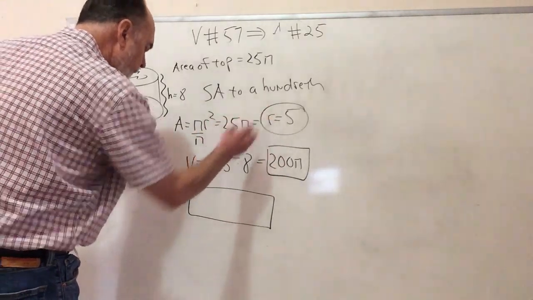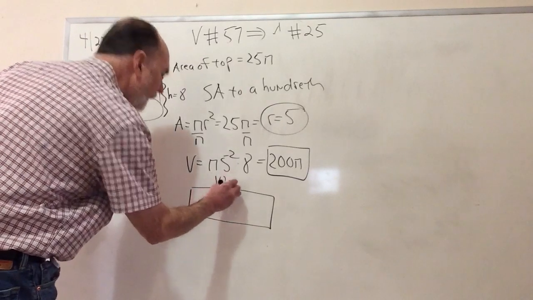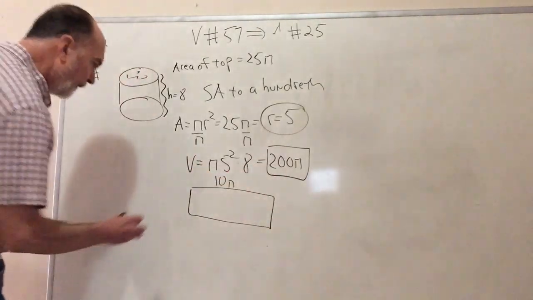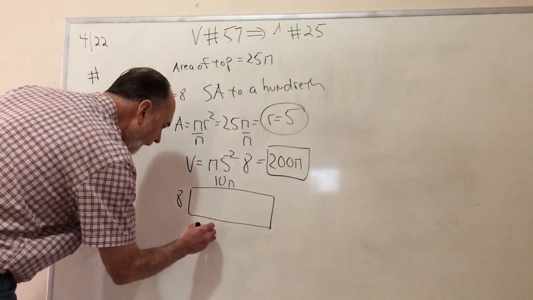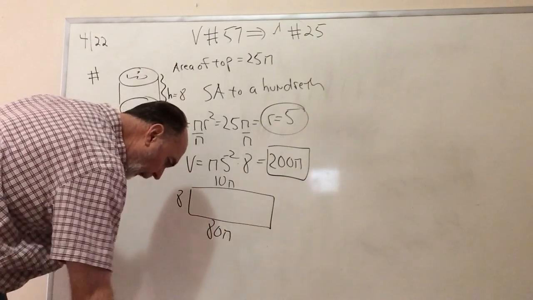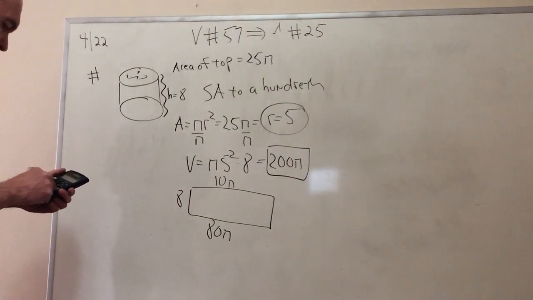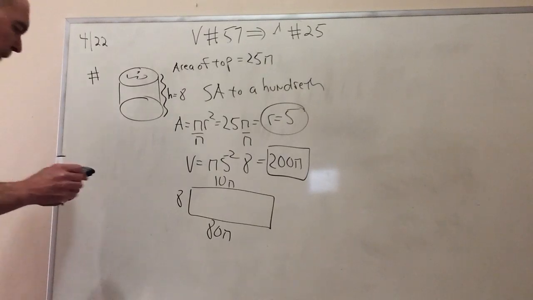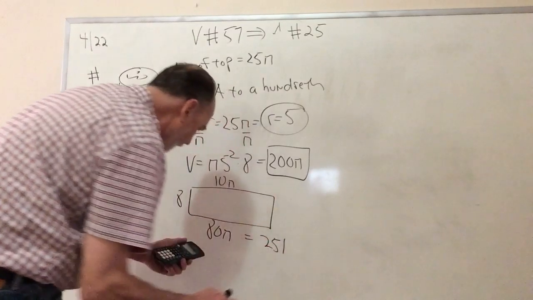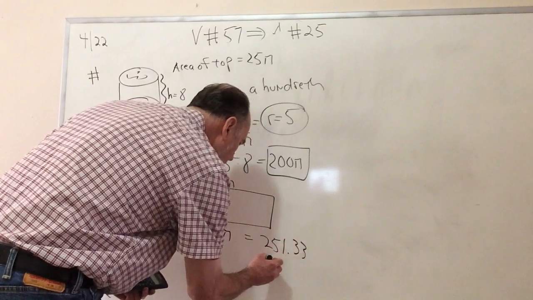Since the radius is 5, then it's going to be 10 pi. That's 2 pi r. 2 times 5 is 10. So that's the length of this, and the height is 8. And then again, 80 pi. And they want that number in terms of the square units. So I just multiply 80 times pi. And there it pops up. To the hundredth, if you use your calculator, it's 251.33 square units.